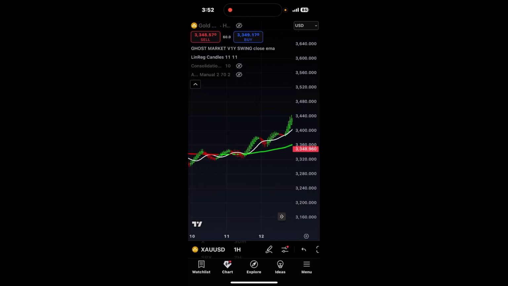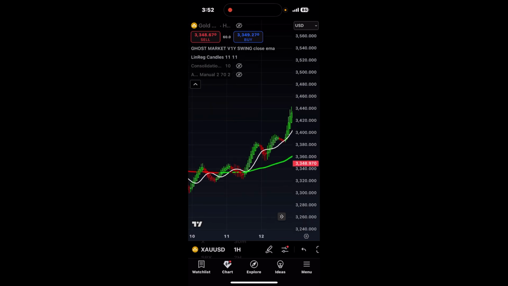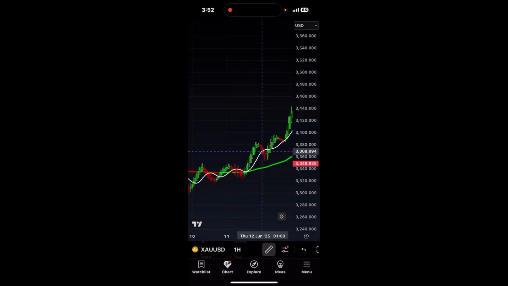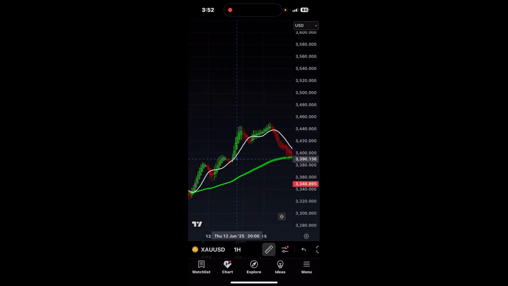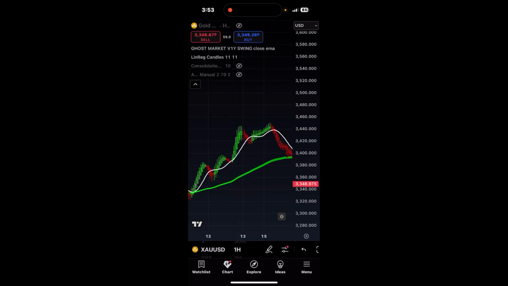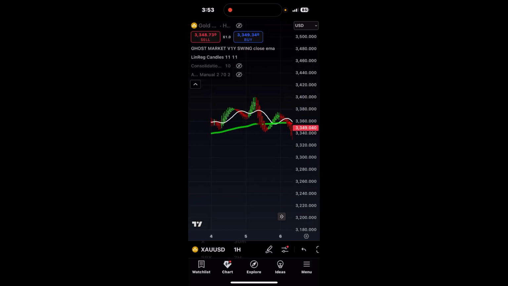So it's not quite crossing there. It did cross here. So it could have crossed right here. But what we want to look for is the candles passing through the plot line. So you would have a trade right here. That would have been a winner. Passes through again right here. This would have been a winner.